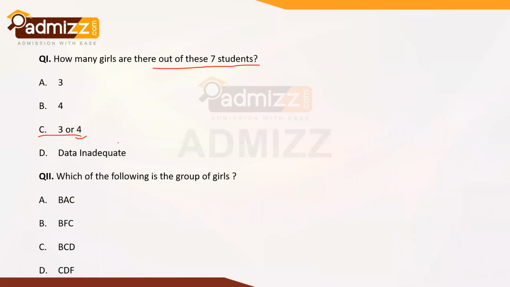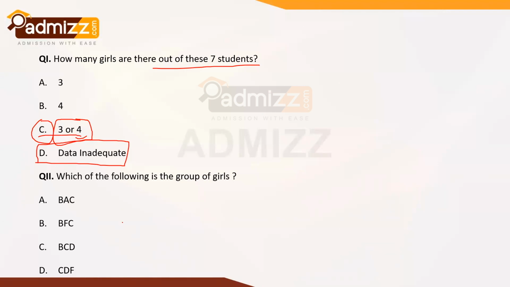All right. So it's either 3 or 4. It can't be 5. It can't be 2. It's explicitly mentioned in option number C. So option number D, data inadequate, is not the correct answer, because data is adequate and we have a choice between 2, 3, or 4. So option number C is the correct answer. Is everyone following me on this particular problem?